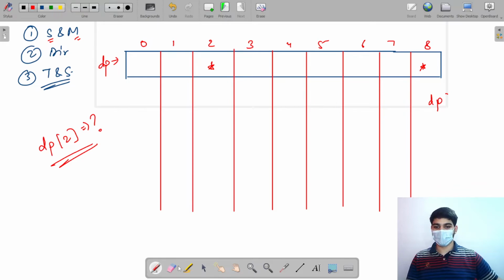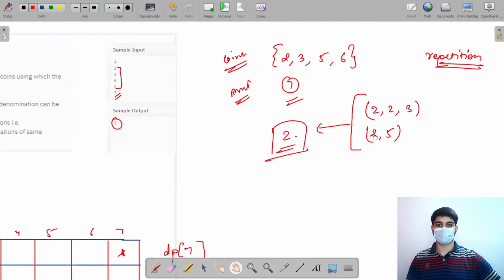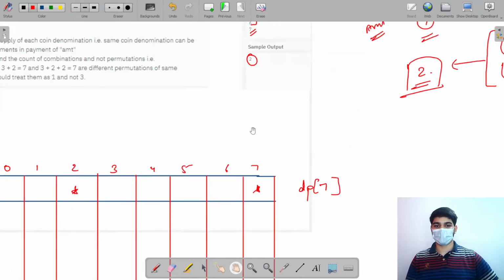This is DP. We would only take till DP of 7 in this case, because our amount is 7. And if we have taken an array of amount plus 1 size, then the indexes would vary from 0 to 7. So if we talk about this place, DP of 7, for this particular input, my amount is equal to 7.